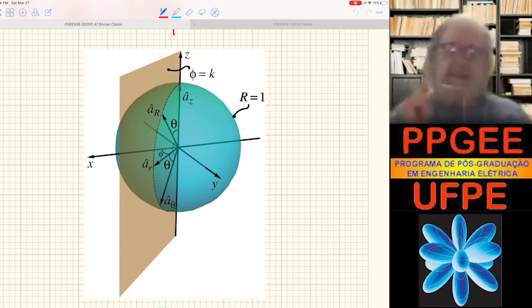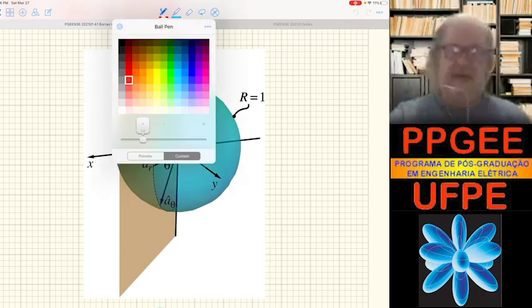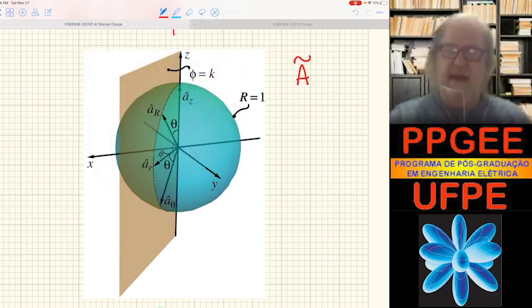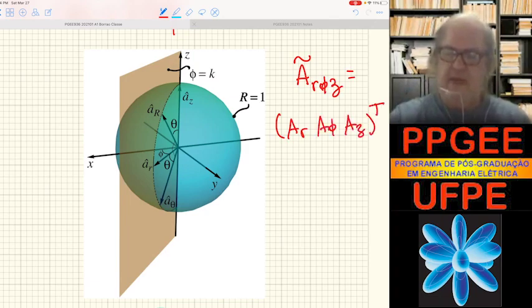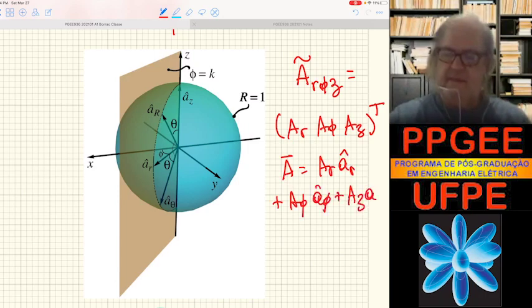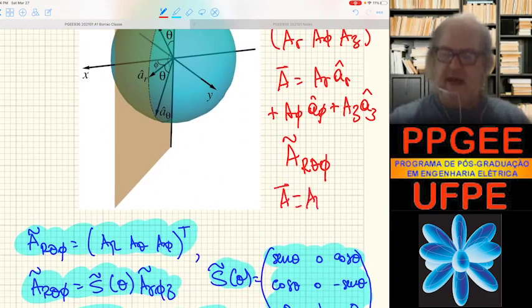What happened now? Let's see if we start with the A represented in the R phi z system. So this would have something like this, transposed, or in vector notation, so we have A R plus A phi plus A Z, right? Then you wanted to change to a new representation in terms of the spherical coordinates. Vector representation is similar, A R, A theta, and A phi.